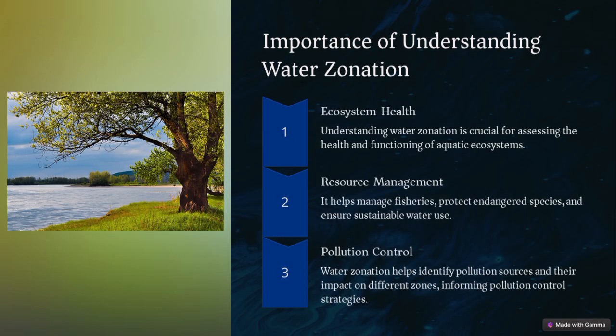Importance of understanding water zonation. Ecosystem health. Understanding water zonation is crucial for assessing the health and functioning of aquatic ecosystems. Resource management. It helps manage fisheries, protect species and ensure sustainable water use. Pollution control. Water zonation helps identify pollution sources and their impact on different zones, informing pollution control strategies.